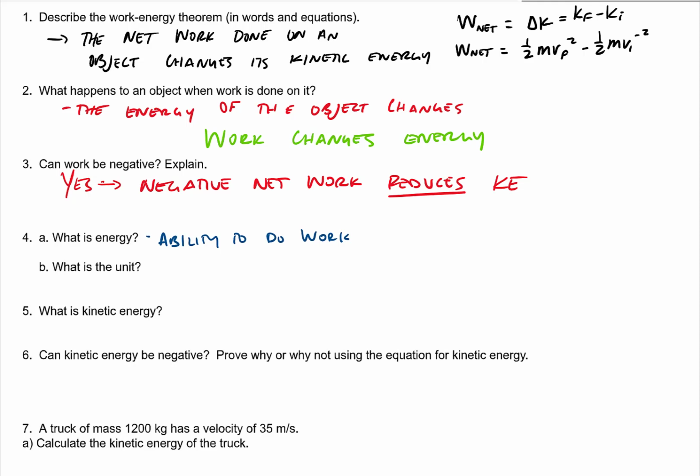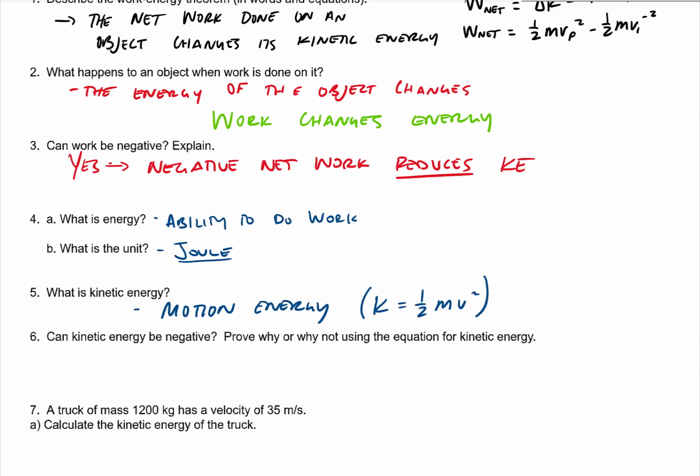So the unit for work is the joule. The unit for energy is the joule too. It's the same as the unit for work. Kinetic energy is motion energy. If something's moving, it has kinetic energy. Kinetic energy is 1/2 mv squared. Doesn't matter which way you're moving, just matters that you're moving.